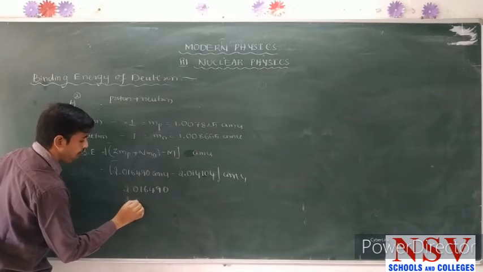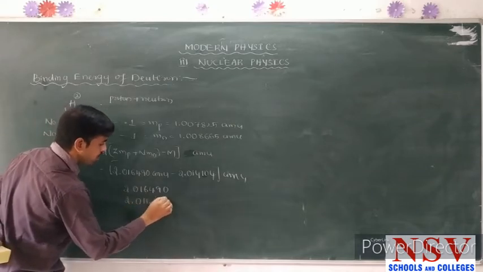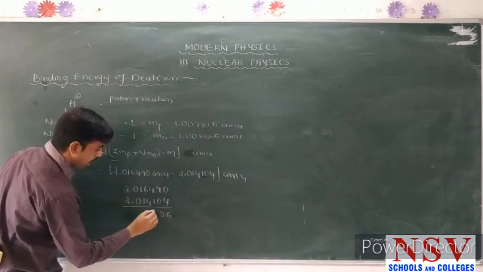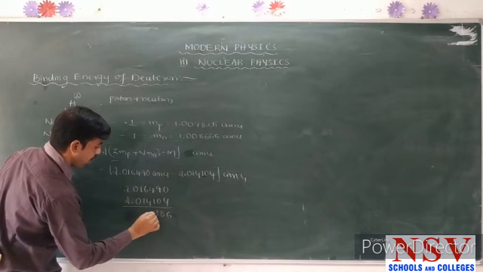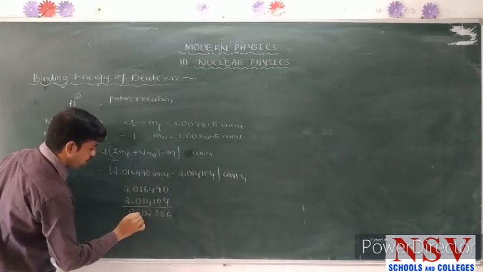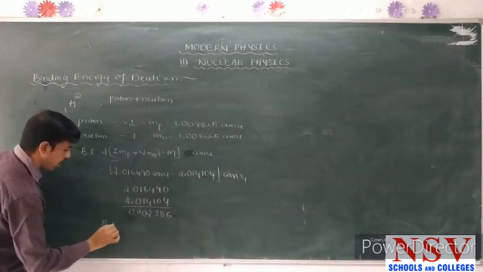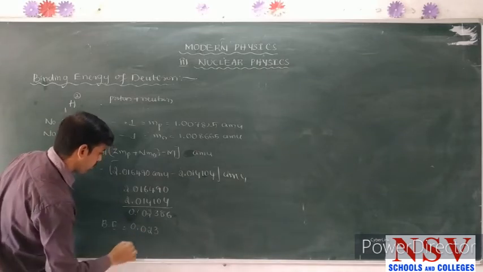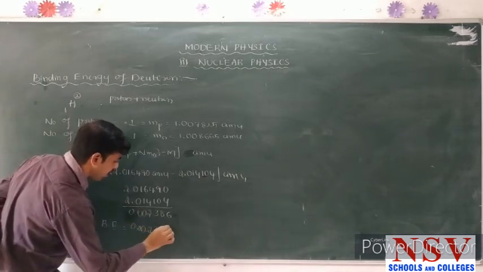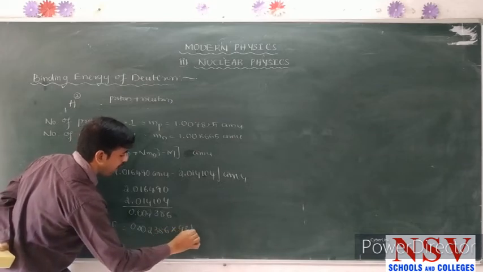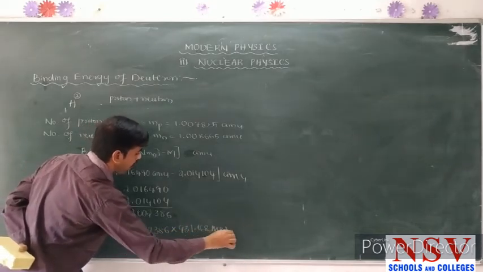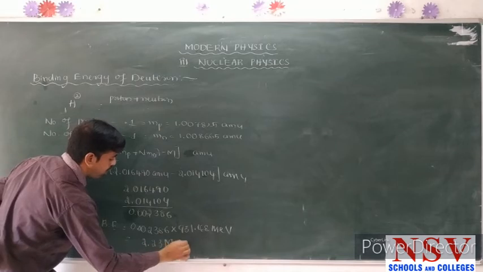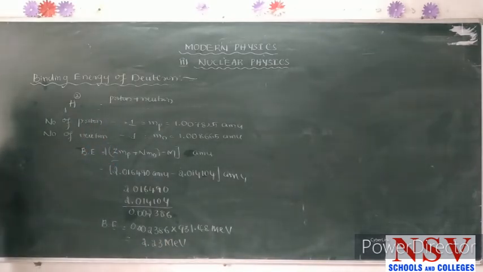Now I subtract these two values, 2.016490 minus 2.014104. We get the mass defect of 0.002386 AMU. One AMU is equivalent to 931.48 mega electron volts. So simplifying, we get 2.23 mega electron volts. This is the binding energy of deuterium.